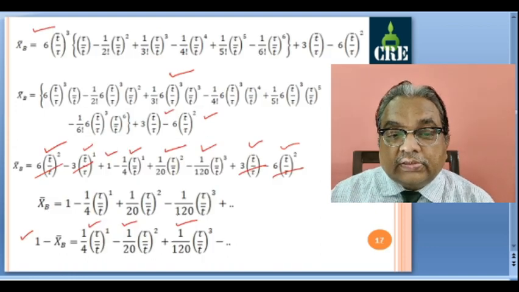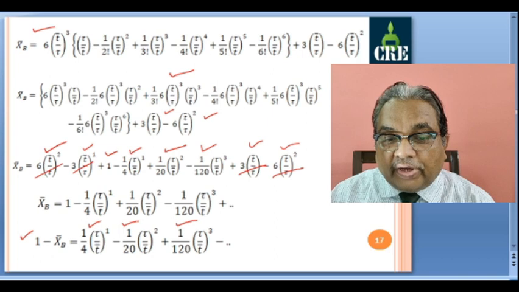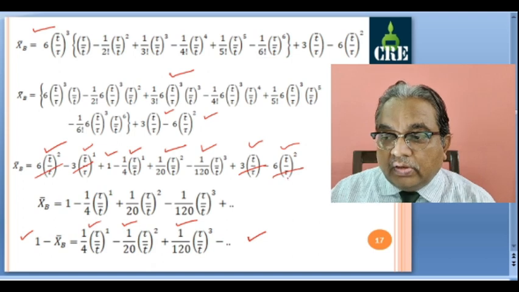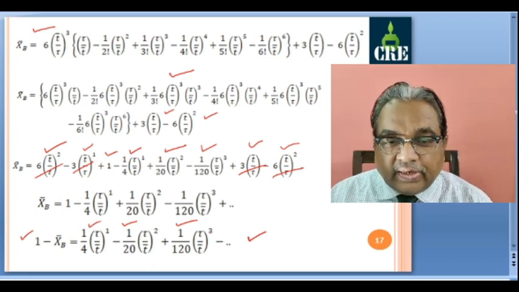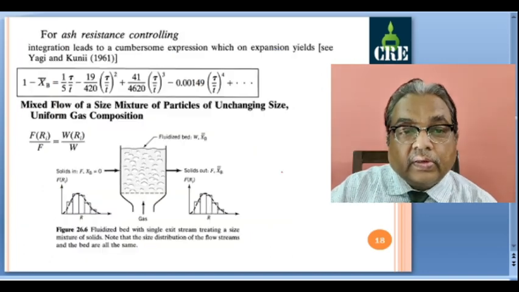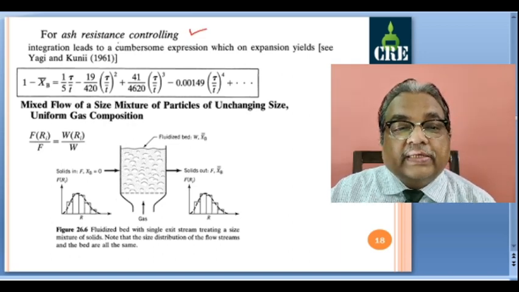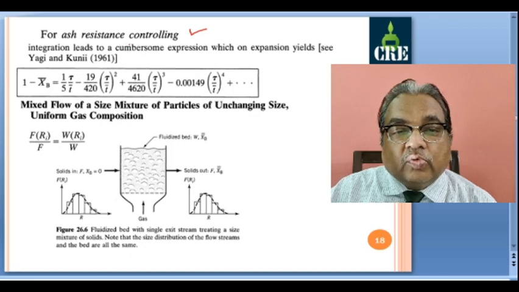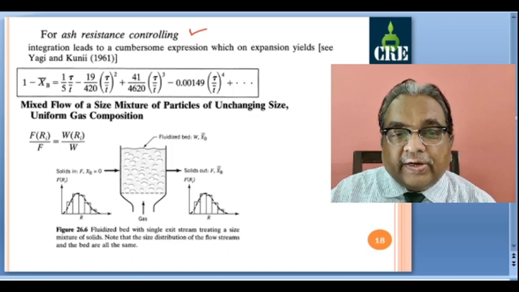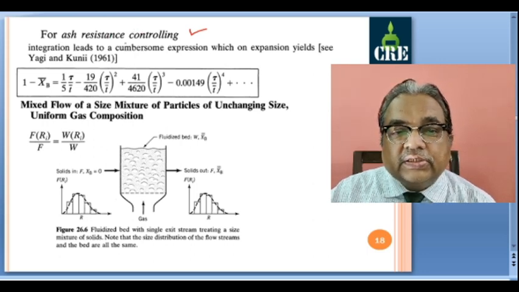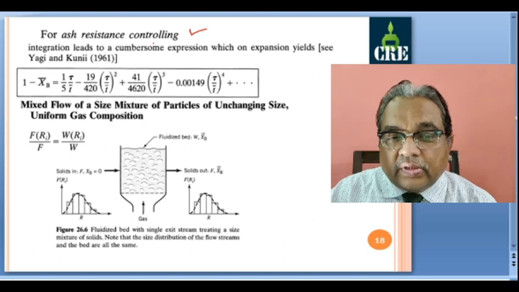So this is the final expression for chemical reaction controlling mixed flow of particles of single unchanging size. Now if we extend this further to ash resistance controlling, again what we have done: first we had a term, 1 minus t by tau. For chemical reaction controlling it was (1 minus t by tau) whole cube, and now for ash resistance controlling you have three terms in that.